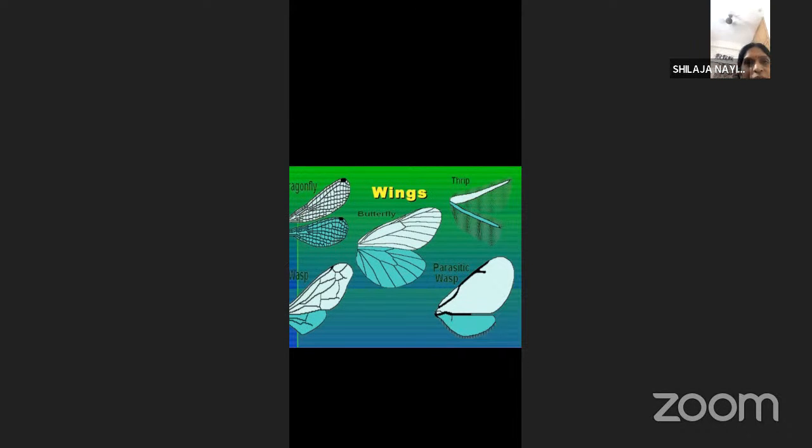Sponging in housefly, siphoning in butterfly, sucking in mosquito, lapping in honeybee, chewing in cockroach. So these are all different types of mouthparts we see in different insects.